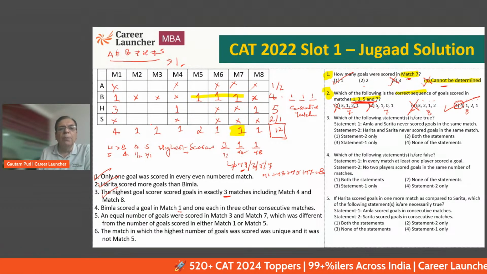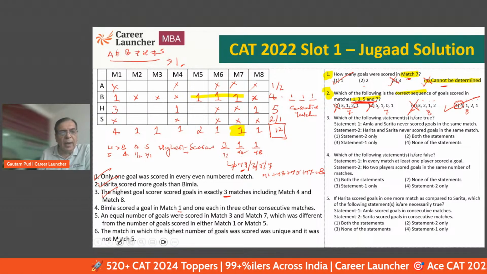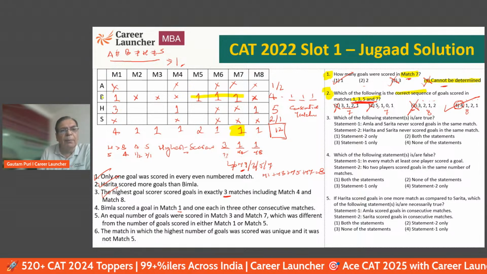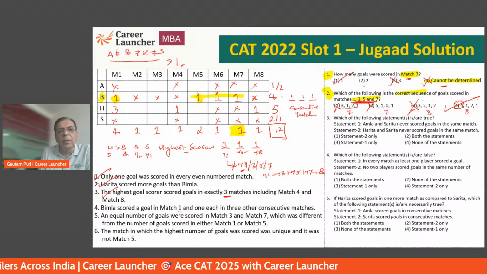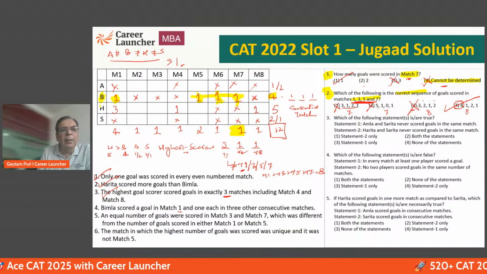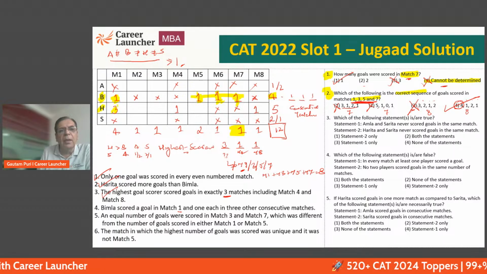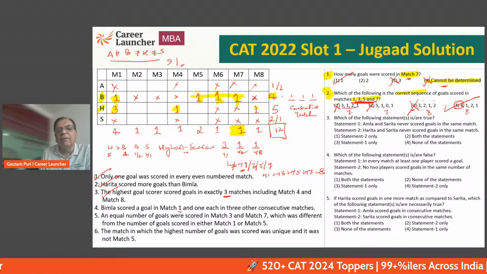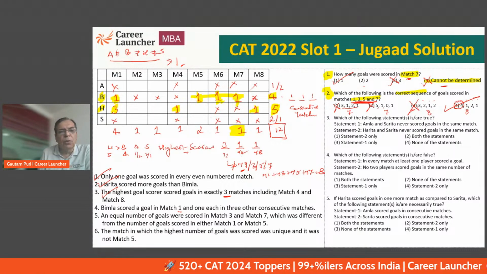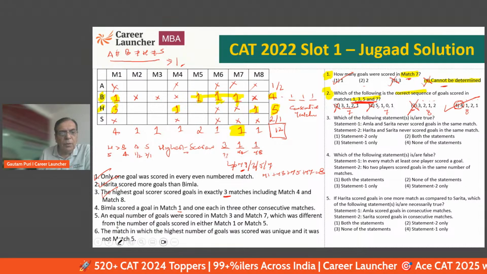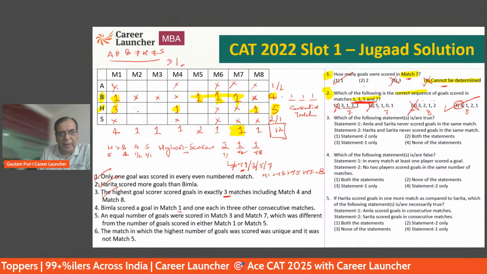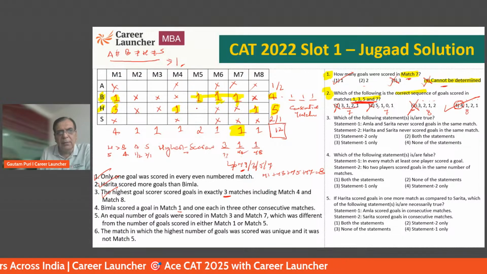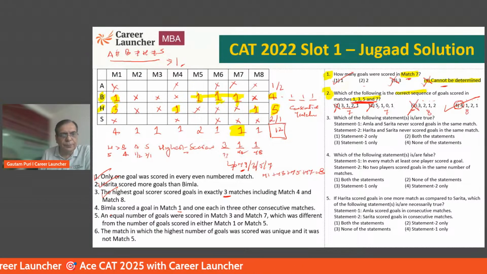Okay. Now please look at this. As far as Harita and Bimla are concerned, for Bimla, 1, 2, 3, 4 are completed. So no more goals for Bimla. Similarly, if you look at Harita, 3, 4, 5 are completed. So I still don't know who between A and S scored in which match, but at least these people I can eliminate.